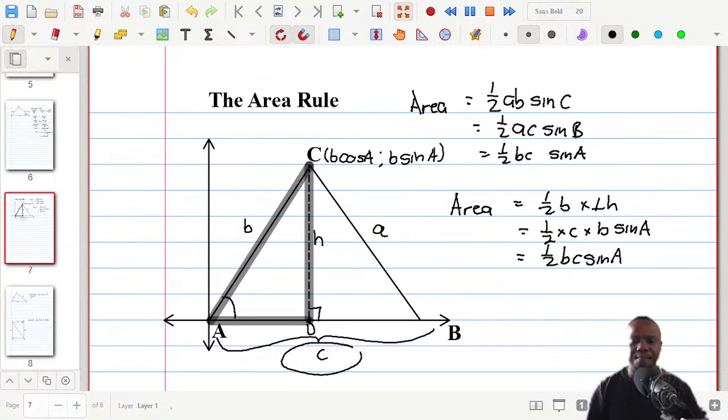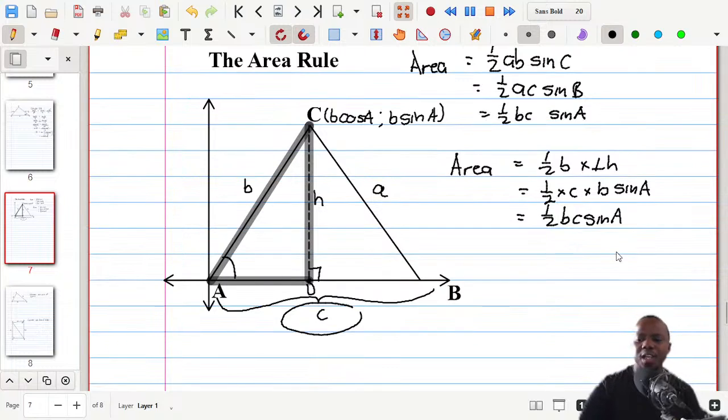Now the question might be, where do we use the area rule? First of all, we use the area rule if we are asked to calculate the area of a triangle which is not a right angle triangle. You also use the area rule if you are given two sides and an included angle.